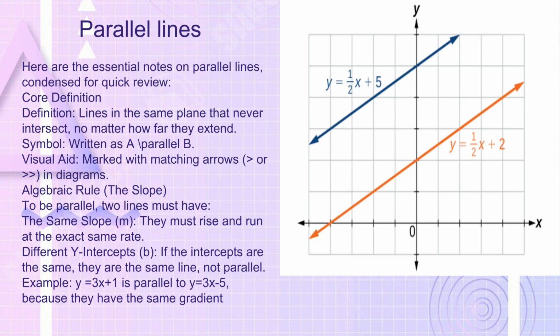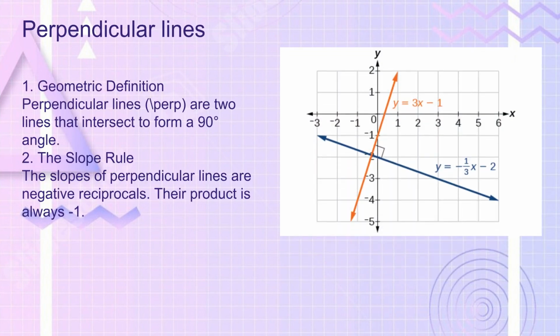Also, one of the key ideas I really want to focus on is that parallel lines have the exact same slope, meaning they have the same gradient but different y-intercept. Perpendicular lines are two lines that intersect at exactly 90 degrees, forming a right angle. And there is also a very important rule that comes with perpendicular lines, and that is that the slopes of perpendicular lines are negative reciprocals, and their product is always -1.